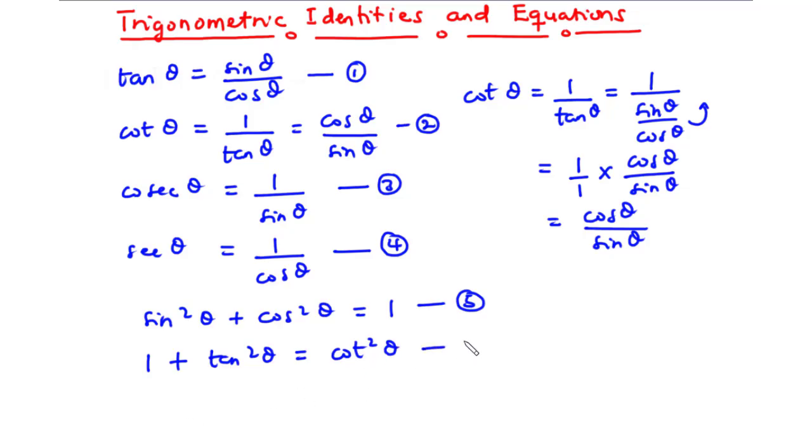And then 1 plus cot squared theta is equal to cosec squared theta. So basically, these are the trig identities we need to know offhand, and these are going to help us to solve the questions that we have for today. Now let's proceed as we solve today's questions.